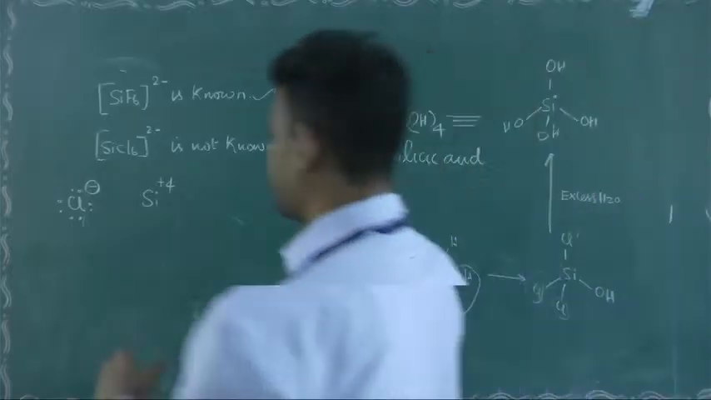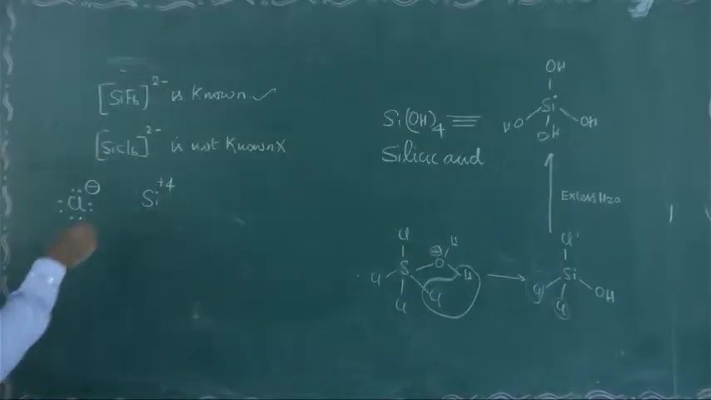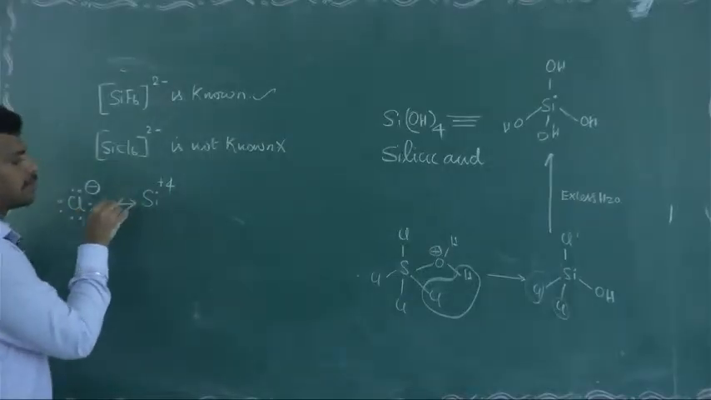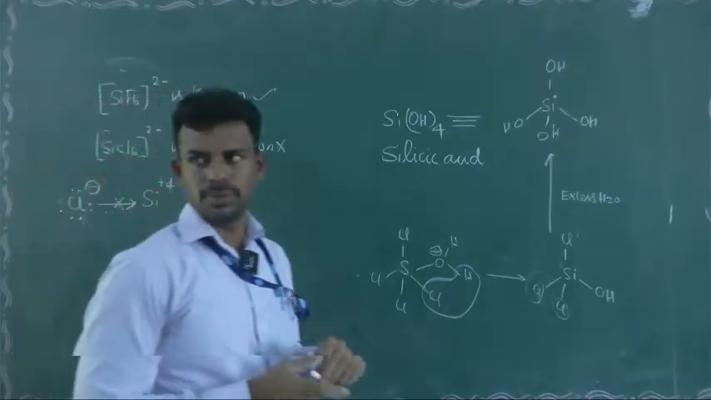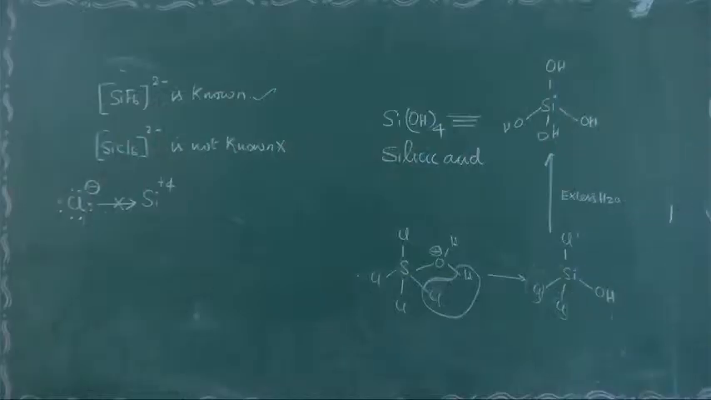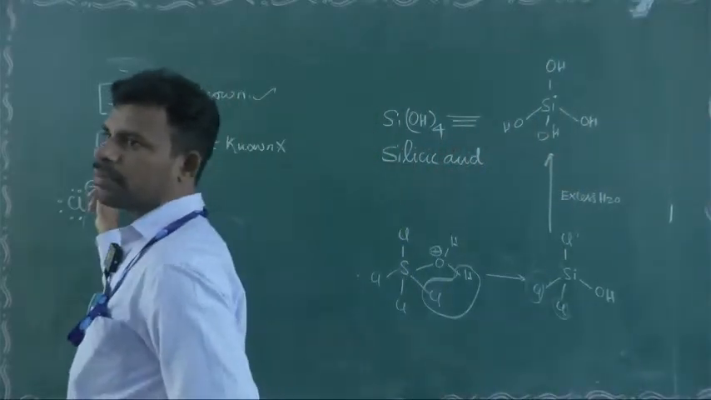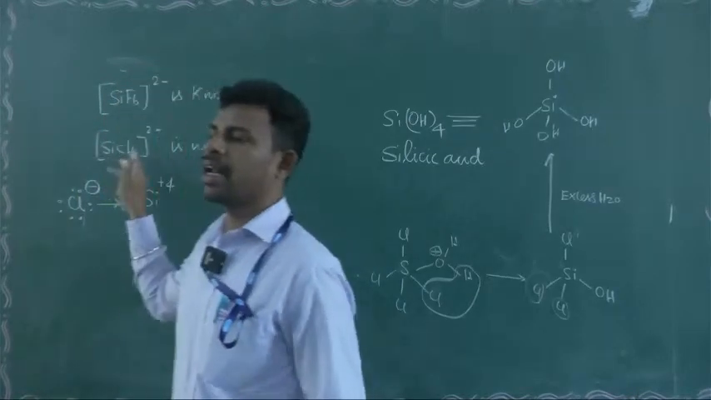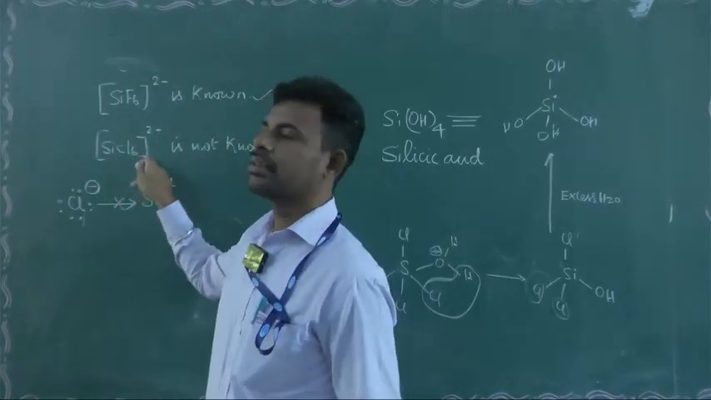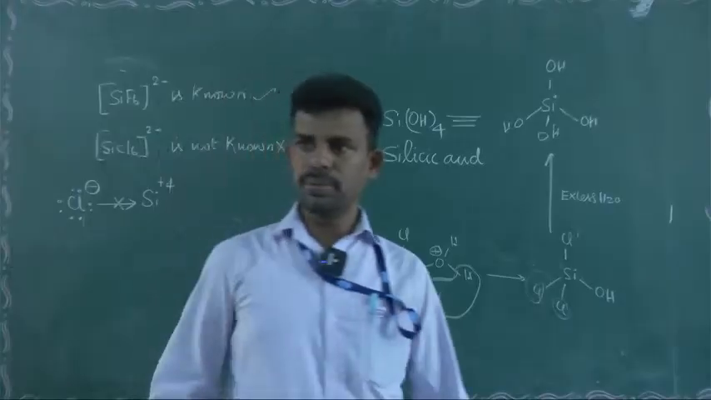So in this case we have a lone pair as well as silicon in +4 oxidation state, so the interaction is not that strong. There is no strong interaction between the lone pair and silicon +4. That's why silicon hexachloride is not known and is unstable, whereas hexafluoride is going to be more stable, that is known. Is it clear? There are two reasons.